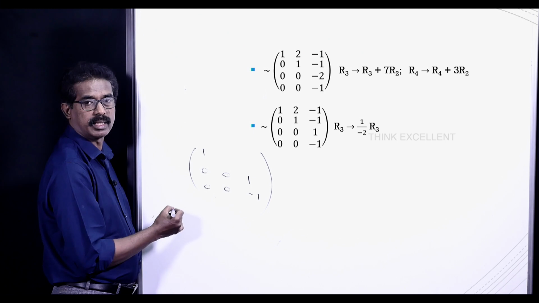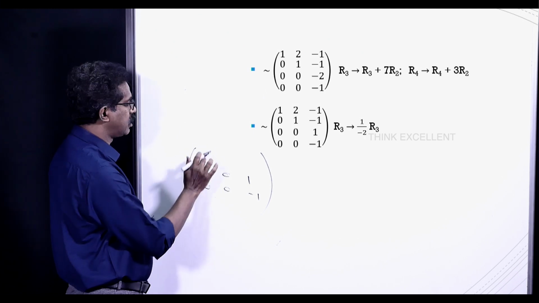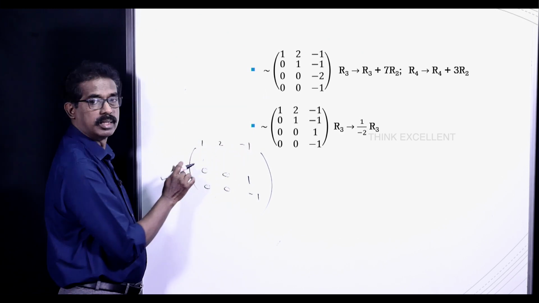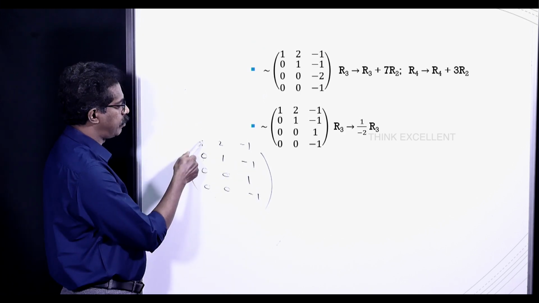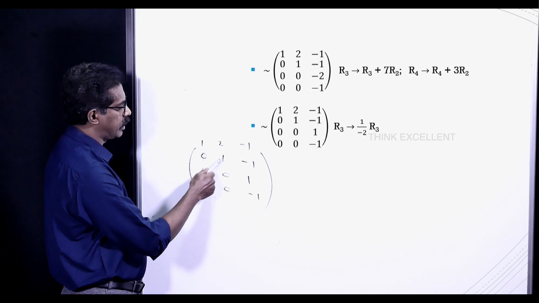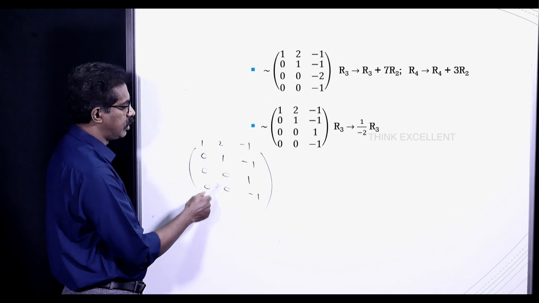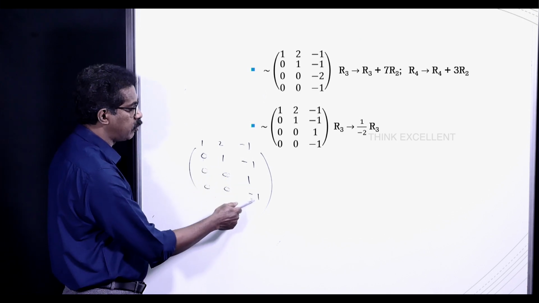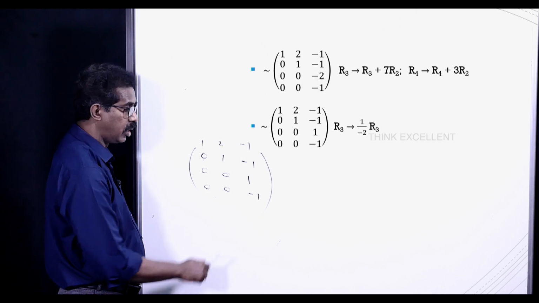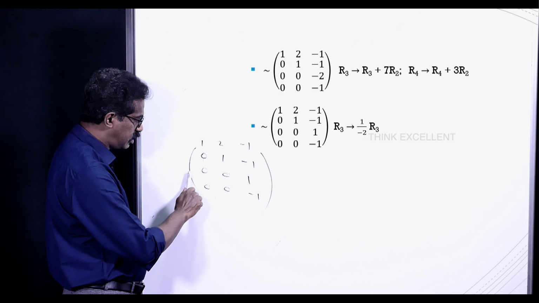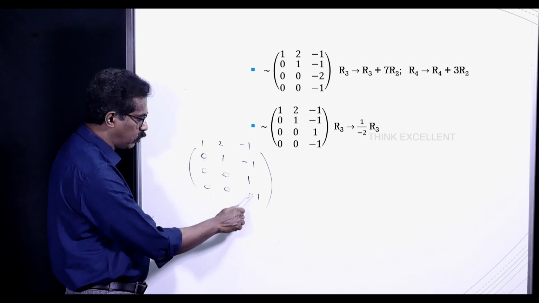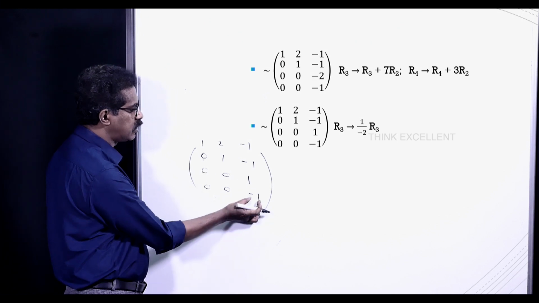Here you got it all correct, right? 1, 2, minus 1, then below that 0, 1, minus 1. First row, first element 1, below that 0. Second row, second element 1, below that 0. Third row, third element 1, below that you make it 0. Before that you don't count 1, 2, 3, 4, no, that's wrong. First non-zero number, below that you make it 0. So minus 1 you make it 0.